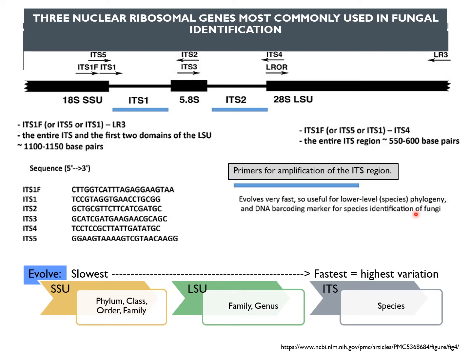And even though the ITS region performs well as a suitable fungal barcoding marker, it has been subjected to debate. The ITS region does not work well in some highly species-rich genera, such as Aspergillus, Cladosporium, Fusarium, Penicillium, and Trichoderma, as these taxa have narrow or no barcode gaps in their ITS region.